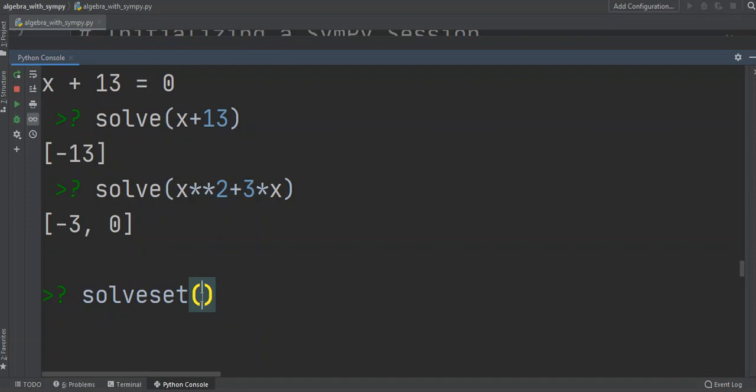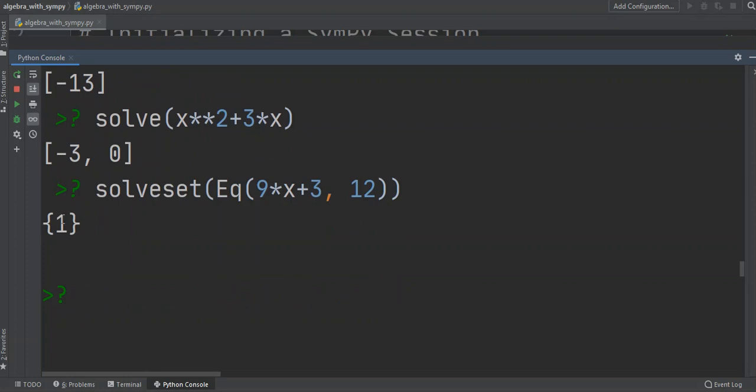So if you do solve set of EQ of 9 times x plus 3 comma 12, what's this? This is the equation 9 times x plus 3 equals 12, and then solve it. And it'll give you your solutions, which in this case is only one solution, and it's a 1.